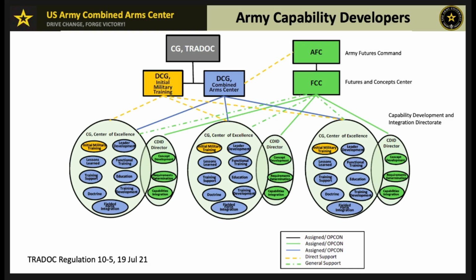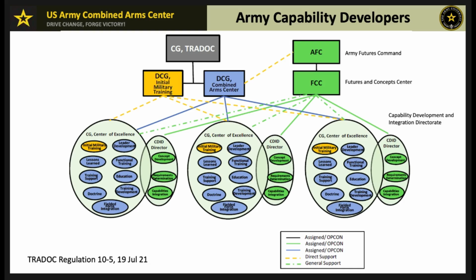efforts. Branch proponents: the commandant or chief of an Army branch acts as the branch proponent, focusing on training, leader development, education, and personnel management within their branch. While some branches like aviation and intelligence also serve as COE proponents, others lack full CDID capabilities and need assistance from COEs and AFC to manage their .mil-PFP responsibilities effectively.